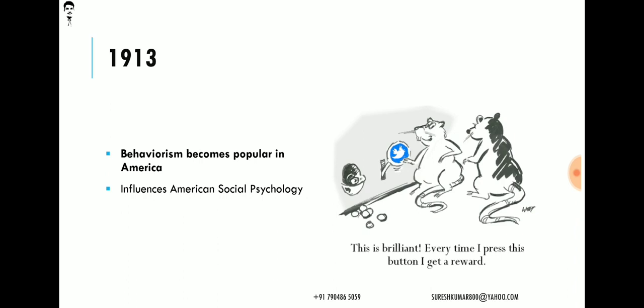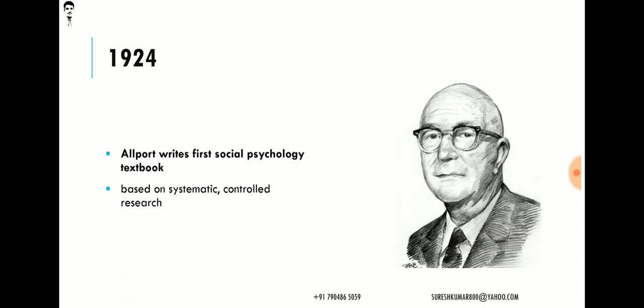In 1913, behaviorists ruled the field of psychology. Behaviorism became popular in America and influenced American social psychology too. For example, Bandura's Bobo doll experiment helps in understanding behavior and learning in a social context. In 1924, Allport wrote the first social psychology textbook, based on systematic and controlled research. Based on his research, he wrote a book on social psychology.